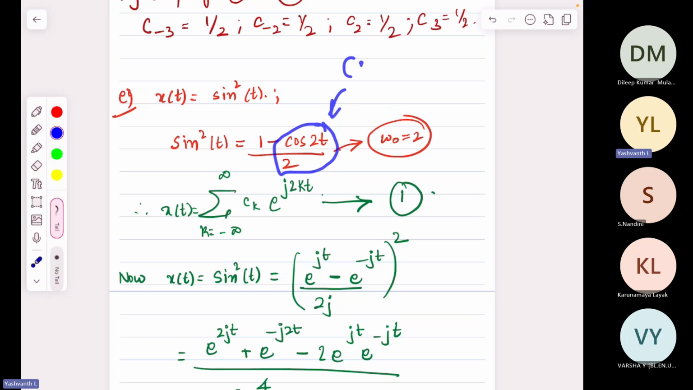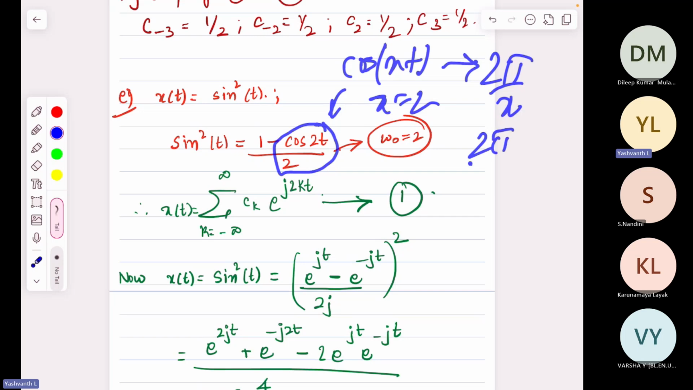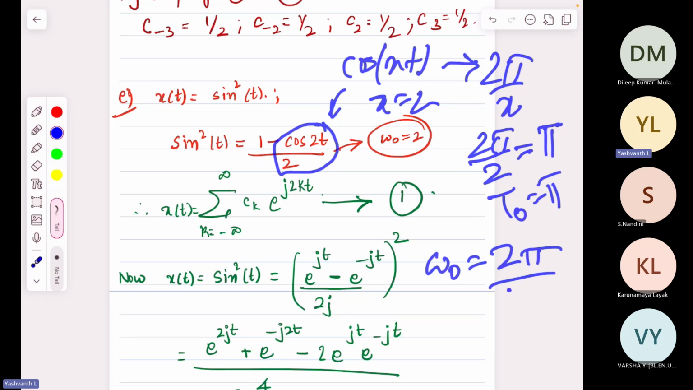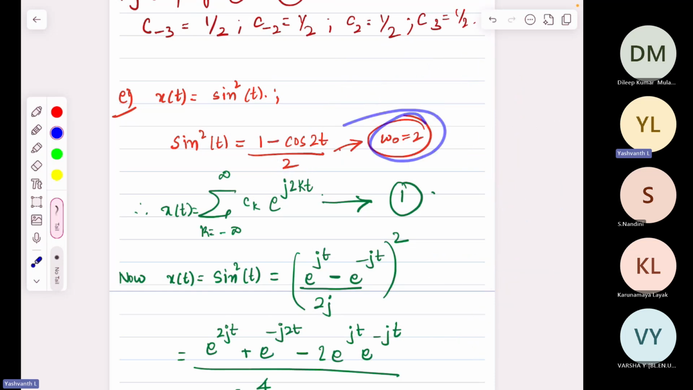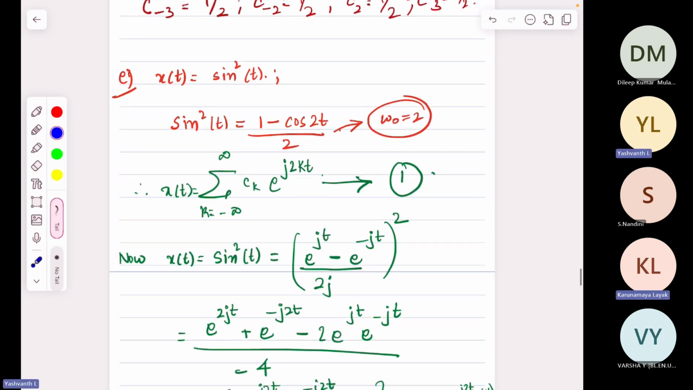But the second signal is cos 2t by 2. If it is a cos of the form xt, we have the period 2 pi by x. Here x is equal to 2, therefore 2 pi by 2 is equal to pi. That will be T naught equal to pi, or omega naught equal to 2 pi by T naught, which is 2 pi by pi, equal to 2. That's what I directly wrote, omega naught equal to 2. Is it clear? Okay, I think it's clear.